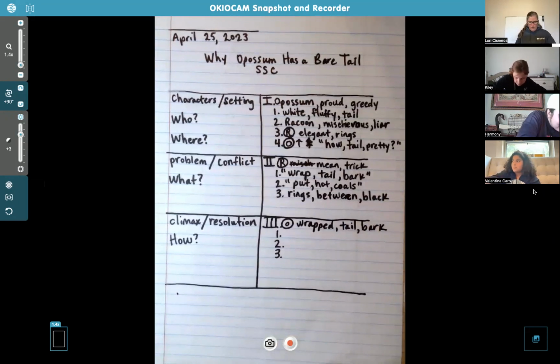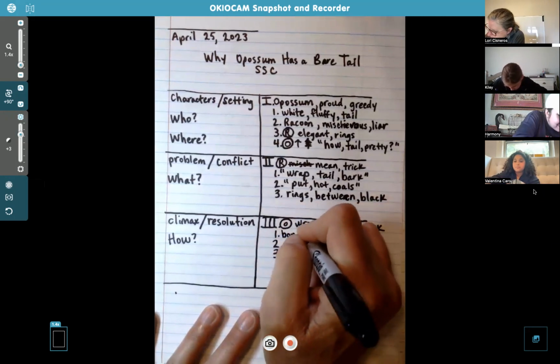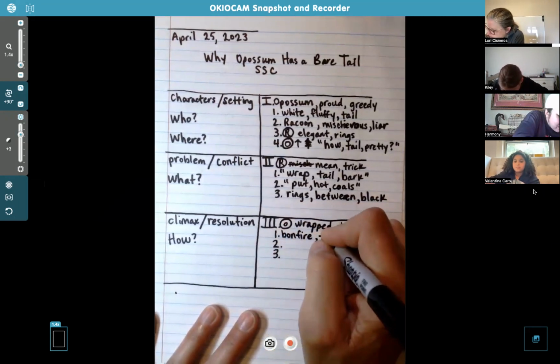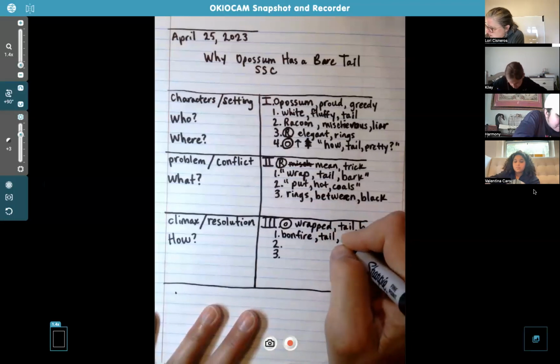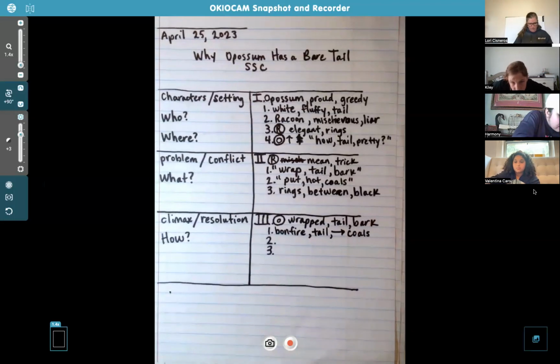And then he went to the bonfire, right? Yep. And he put his burned tail in the coals. So let's put bonfire, tail, and then let's draw an arrow in the coals. So he actually did it. He went to the bonfire and put his tail in the coals.